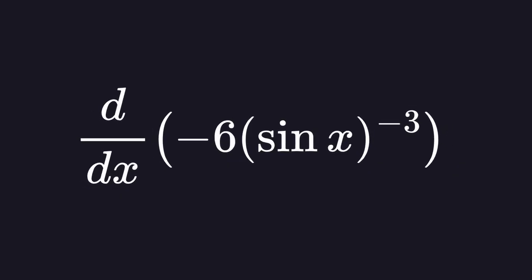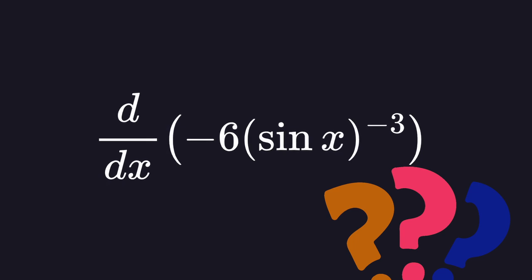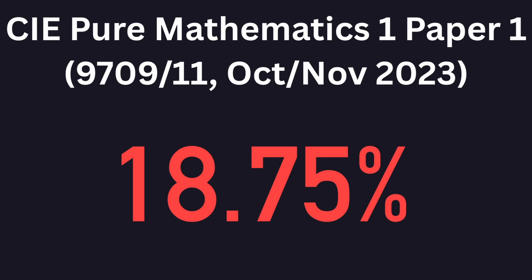Today we're going to be going through how exactly to do the chain rule when differentiating functions. First off, we need to examine why this is important in the first place. And to do that, I've put a little example on the screen. To take an example, for paper 11 of the October-November 2023 series, roughly 18.75% of the paper had some kind of derivative component attached to it.